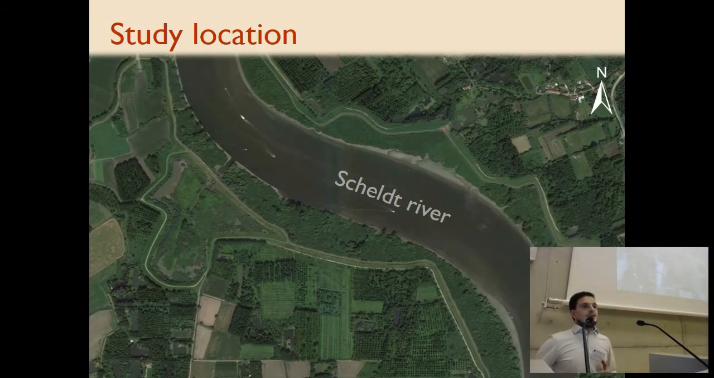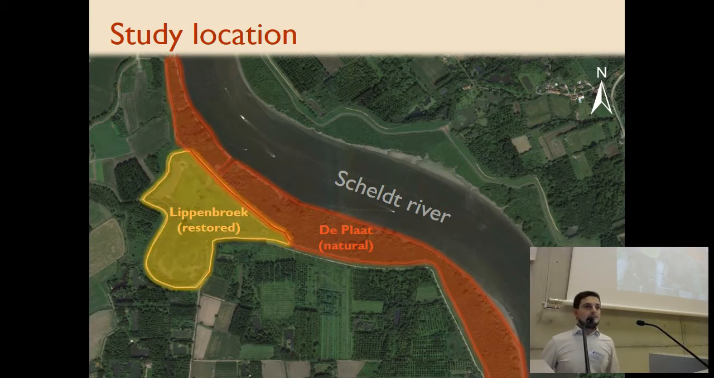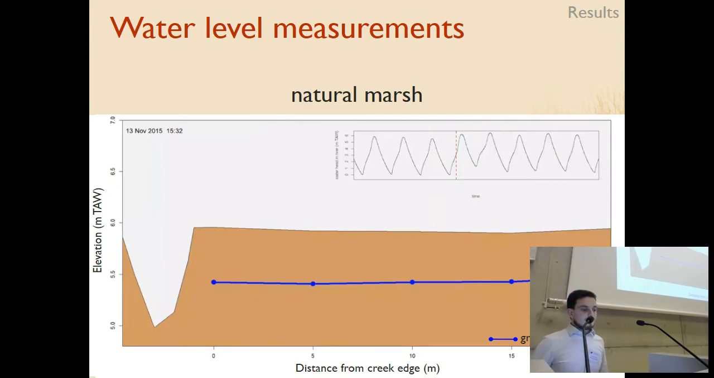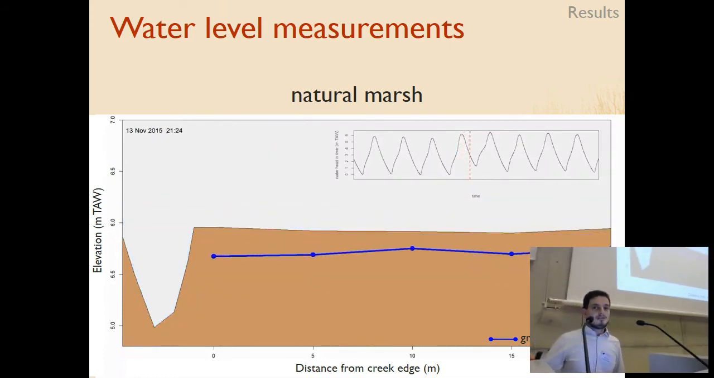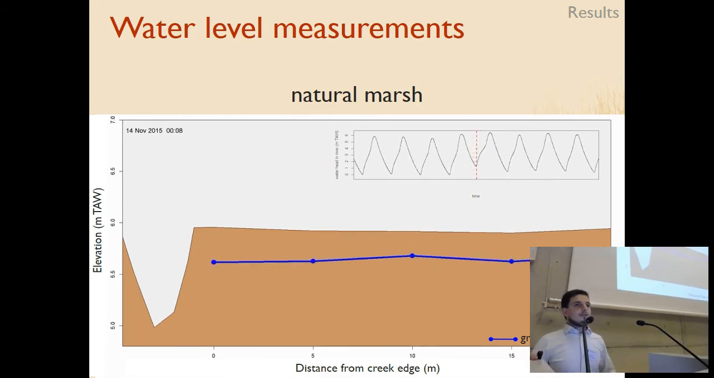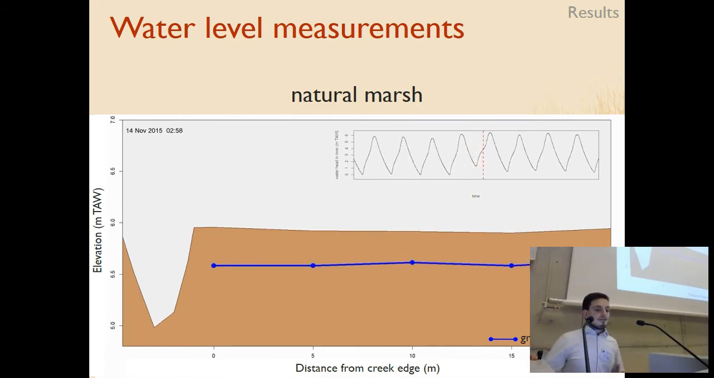So I did my study in the freshwater part of the Schelde estuary, in the natural marsh, the Plaat, and the restored marsh, Lippenbroek. And in those two areas, I made a transect of monitoring wells approximately perpendicular to a tidal creek. And in those monitoring wells, I measured the water level, which resulted in these animations, which is a cross-section of the creek and the marsh platform, and the blue line represents the groundwater level. So what we see is that when the tide rises, the water quickly infiltrates in the soil, and when the tide then recedes, the water level falls back quite fast, about half a meter each tidal cycle.